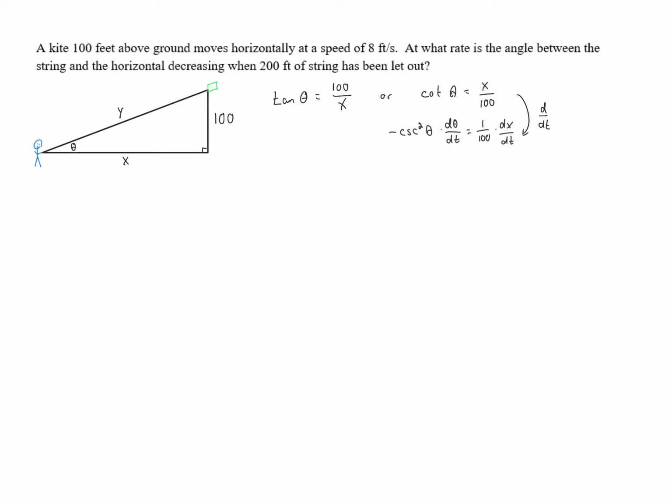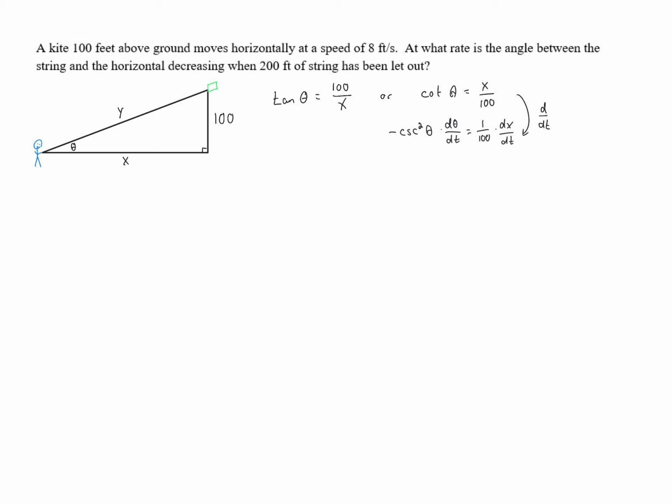Now, we need to start plugging things in. We're going to need to know cosecant of theta. Remember, cosecant of theta is just 1 over sine of theta. Sine of theta is opposite over hypotenuse. Now, we need to know the value of y at that moment, but remember, at this moment, we're told 200 feet of string has been let out. So that means y is 200. So at this moment, sine is 100 over 200, which is 1/2. And that means cosecant is the reciprocal of that, which is just 2.